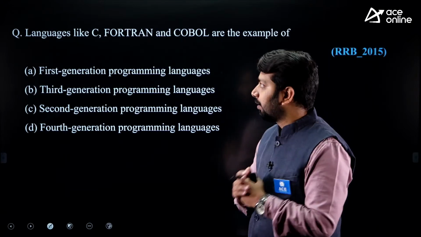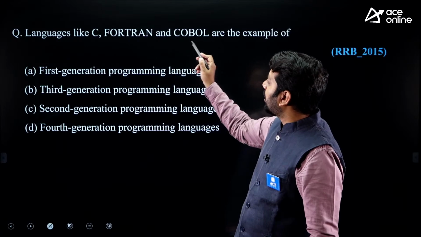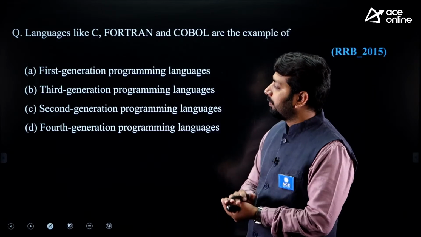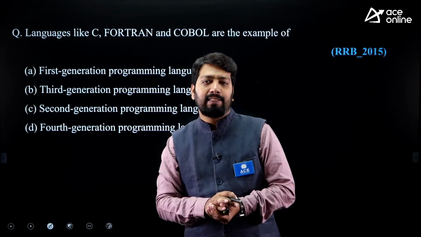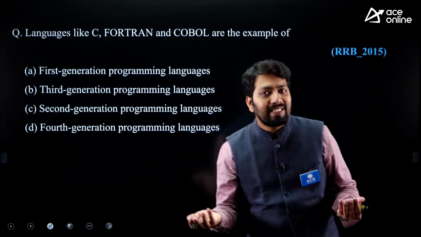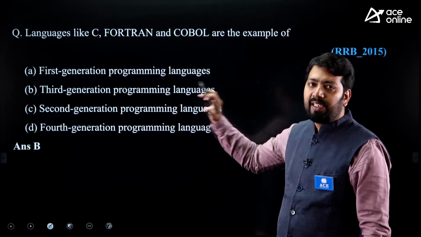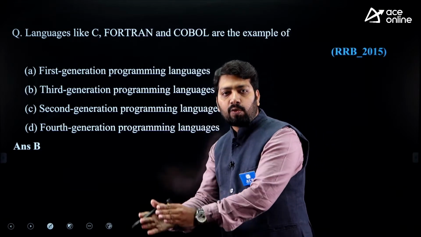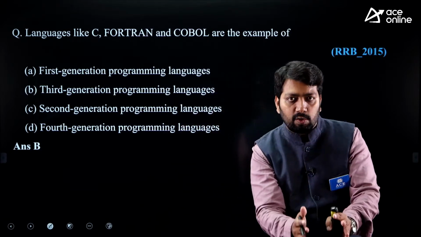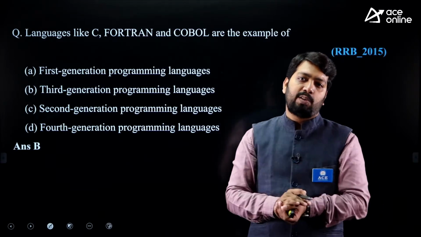Now let's start. My first question. Languages like C, Fortran and COBOL are examples of first generation, third generation, second generation, fourth generation. Now, what is the answer? The answer is third generation. Now you might be thinking, sir, we don't know about it. Don't worry. Based on the question, we will study the concept, and once we study the concept, we will solve the next question.